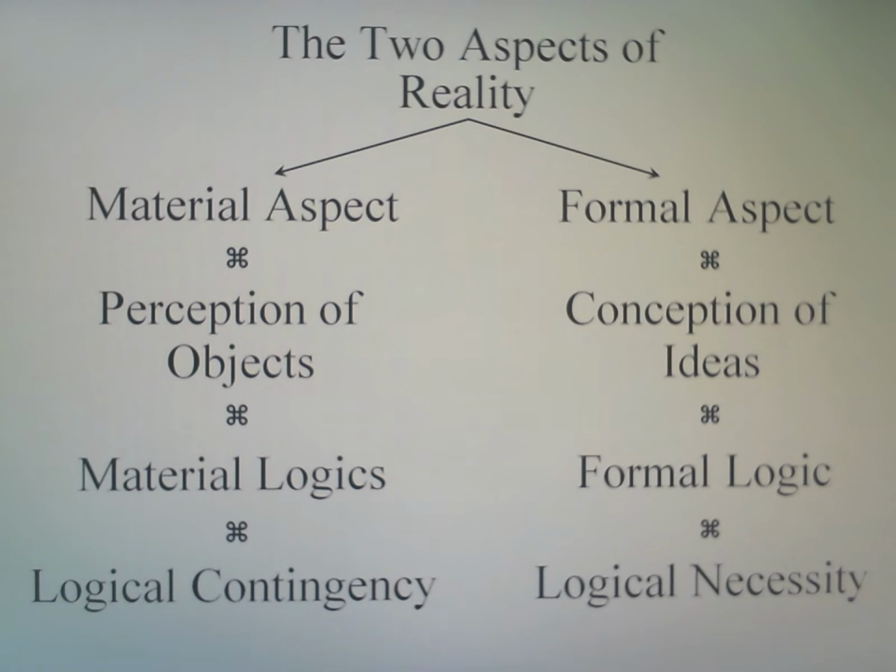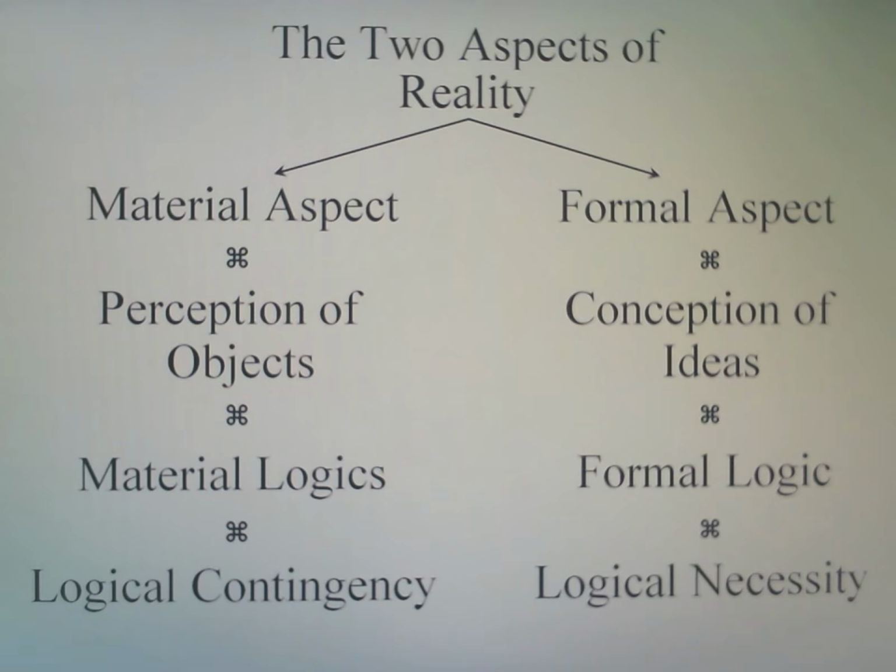And I think this distinction is necessary for logic because we have logics that address the material side of reality and a logic that addresses the formal side of reality. And I think in order to understand the formal logic, we need to keep it absolutely distinct, at least in the beginning, from material reality and material logic. So material reality, of course, is the type of reality we get, or the notion of reality we get through our senses, the perception of objects, as we say. Whereas the formal aspect of reality is related to the conception of ideas.